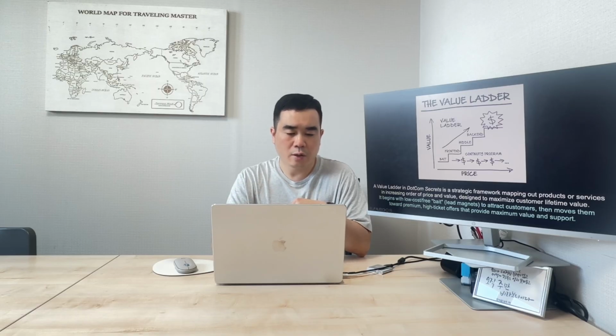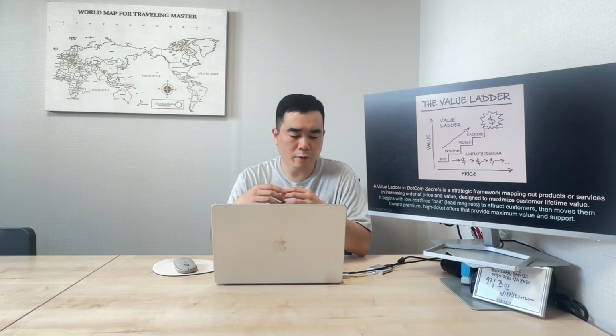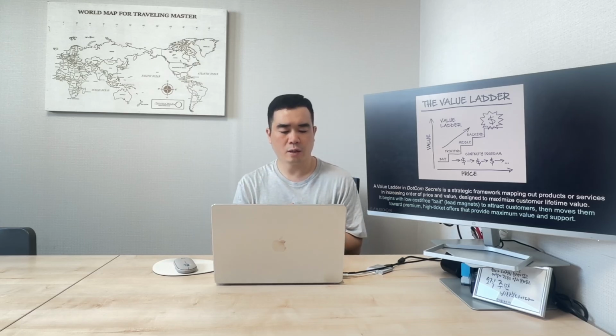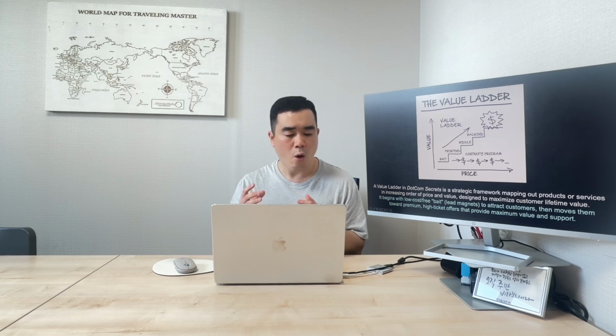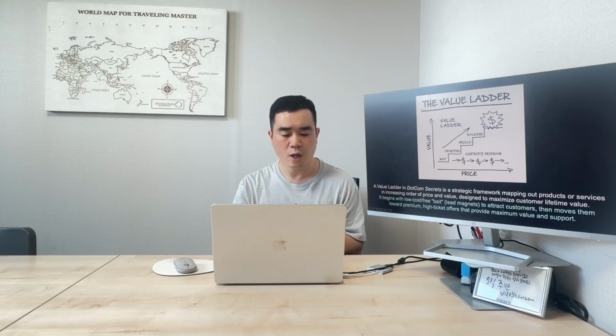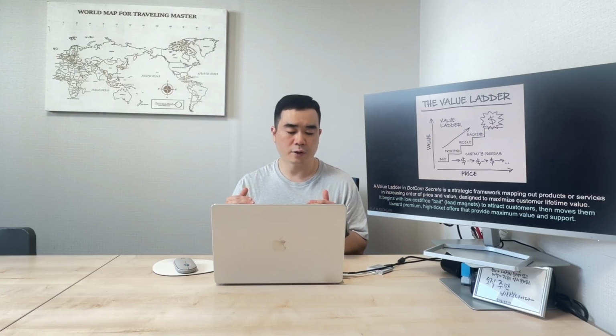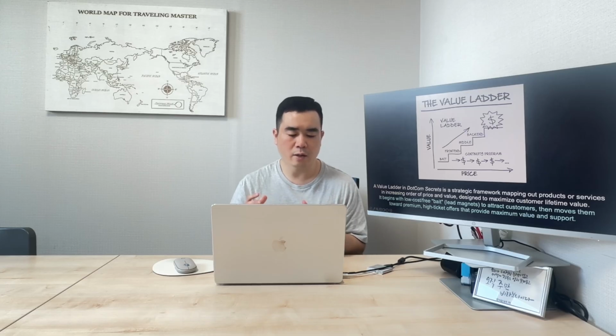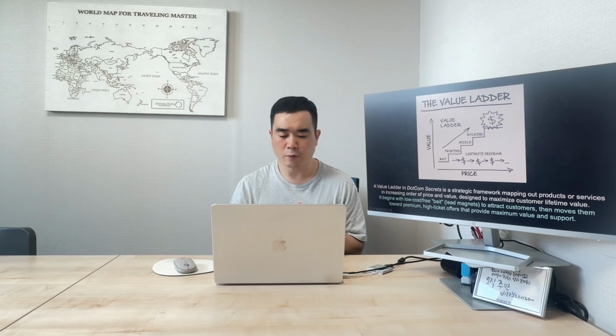Okay, let's get started. Last time we studied the value ladder in detail. The value ladder is a strategic framework for mapping out products or services in increasing order of price and value. The X line is the price and the Y line is the value. It is designed to maximize customer lifetime value. It begins with low cost: the first step is low cost or free bites to attract customers, then move them towards premium high-ticket offers that provide maximum value and support.